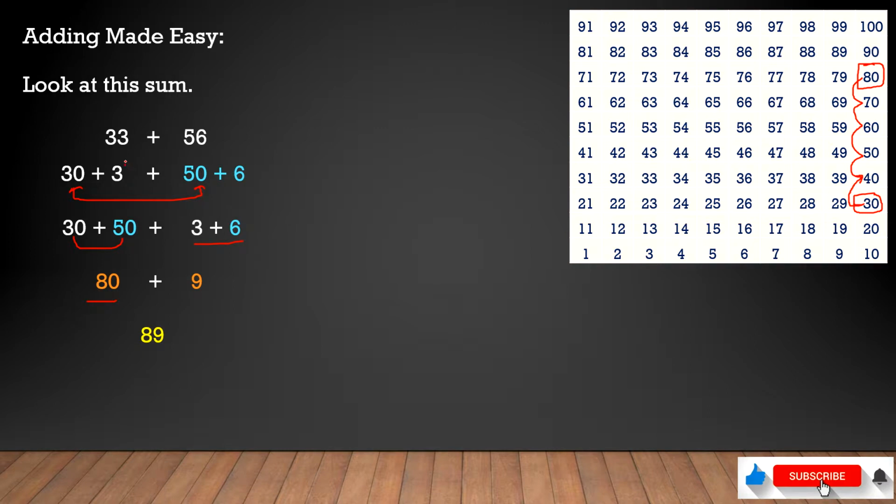And again this 3 and this 6 will be added together and it will give us 9. And 80 plus 9 will give us 89. So this is our answer.